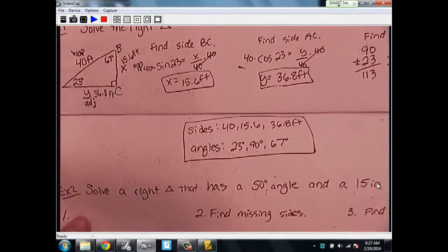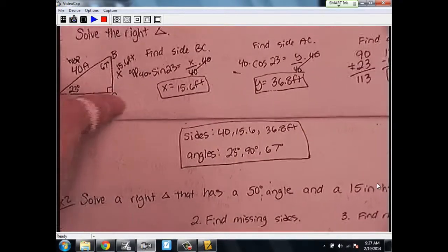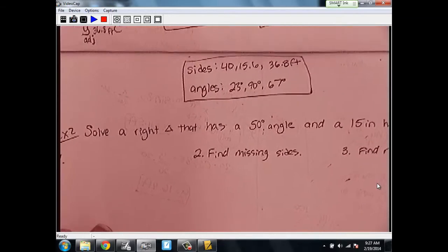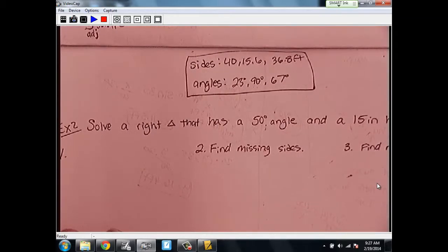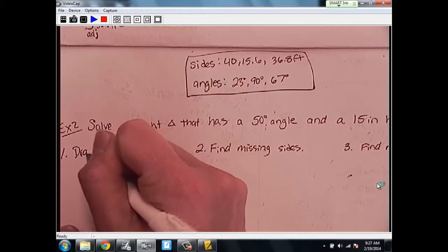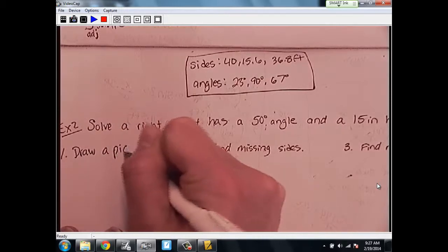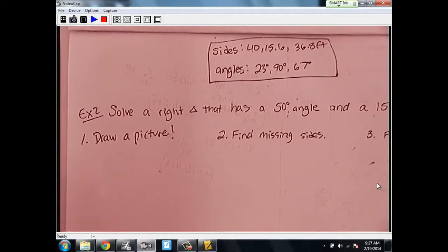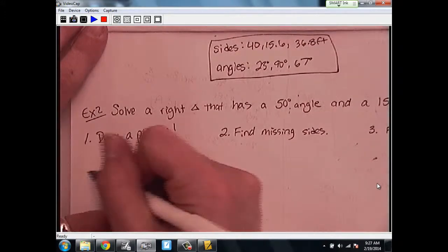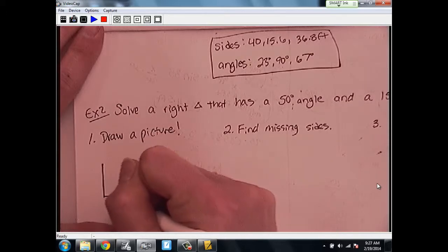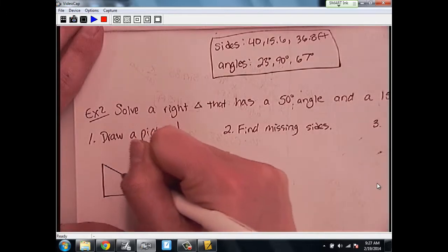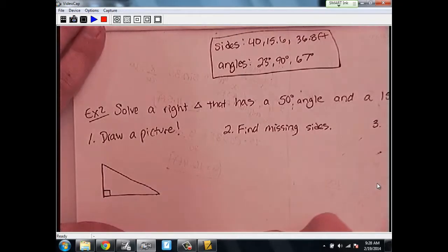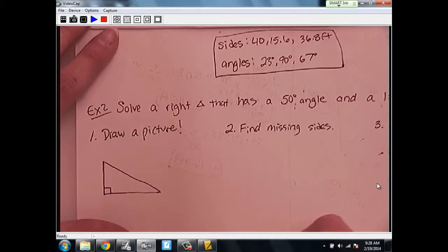Example 2, we're up here. Solve a right triangle that has a 50-degree angle and a 15-inch hypotenuse. What do we do first? First, we draw a picture. If you don't have a picture, draw one. Solve a right triangle. What do we have? A right triangle. So it has to have a right angle in it.